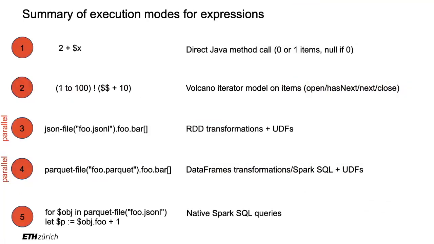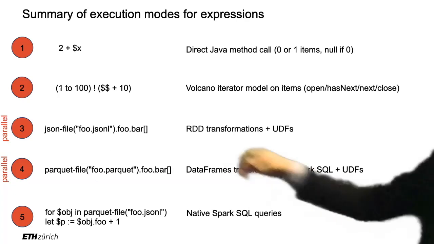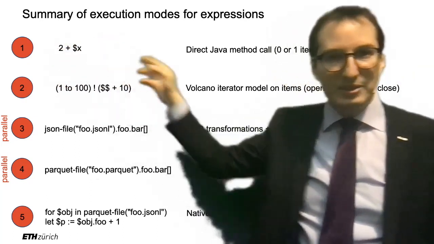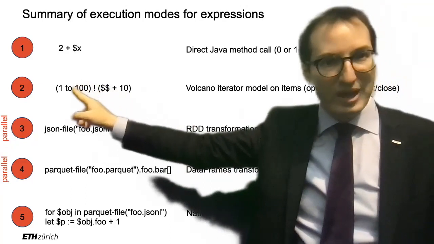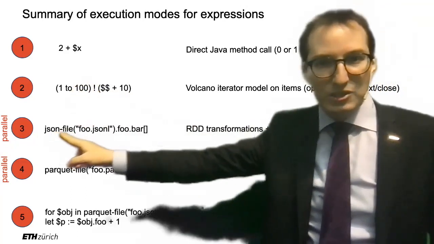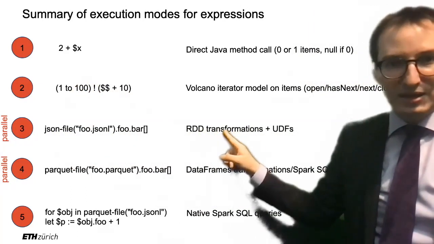Okay. What about expressions? So this is for clauses, for tuple streams. And what about expressions for sequences of items? Well, I already told you these are simple enough that it's a Java method called directly. This is the Volcano iterator model, open, has next. A JSON file creates an RDD, so you use RDD transformations.